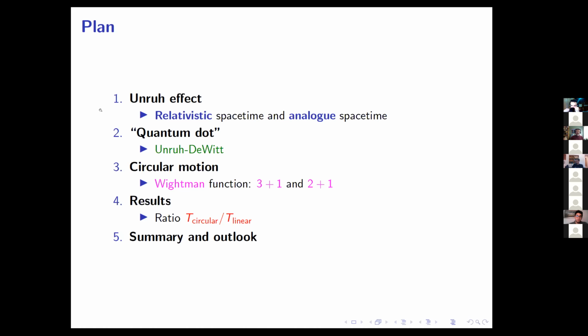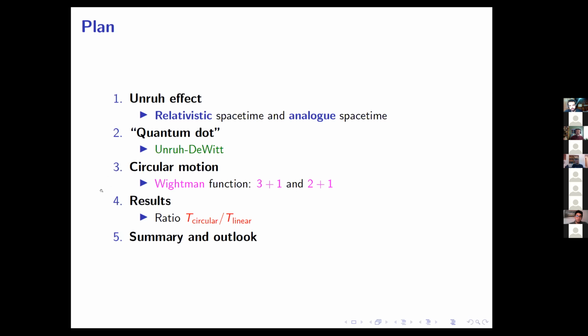So I'll first recall a few facts about the Unruh effect, both in relativistic spacetime and in analog spacetime for prospective experiments, and then the device that I'm going to be analyzing. And then I'll recall a few facts about circular motion. Specifically, I want to highlight what is different in circular motion in different spacetime dimensions. I want to consider both 3+1, our home universe case, and the 2+1 case, which we think is going to be relevant for the laboratory experiments in the analog setting.